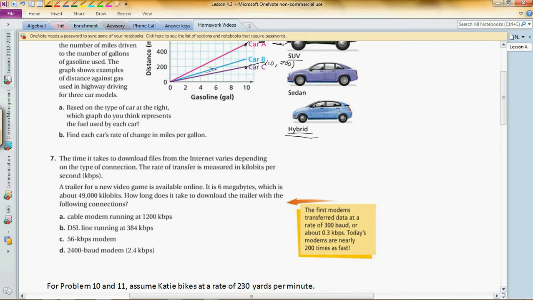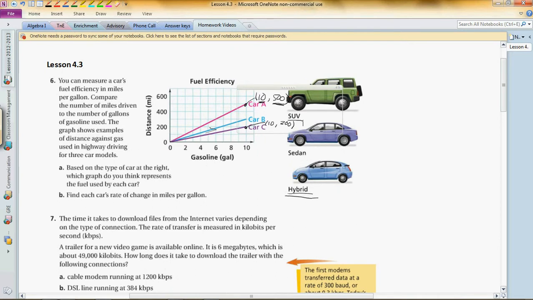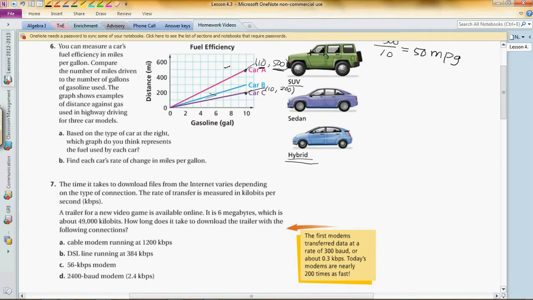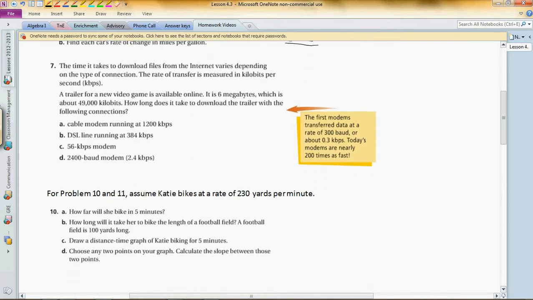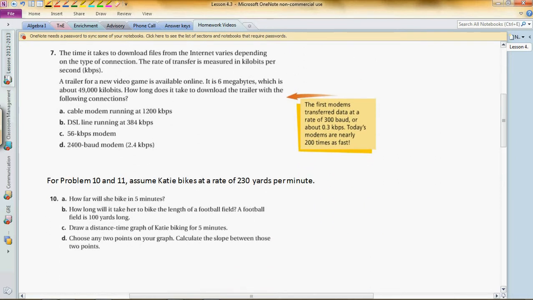Part B. Find each car's rate of change in miles per gallon. Let me just do A. Car A moves 500 miles using 10 gallons. So 500 divided by 10 is 50. That means you can go 50 miles per gallon. Spending one gallon, you can go 50 miles. That's problem 6.